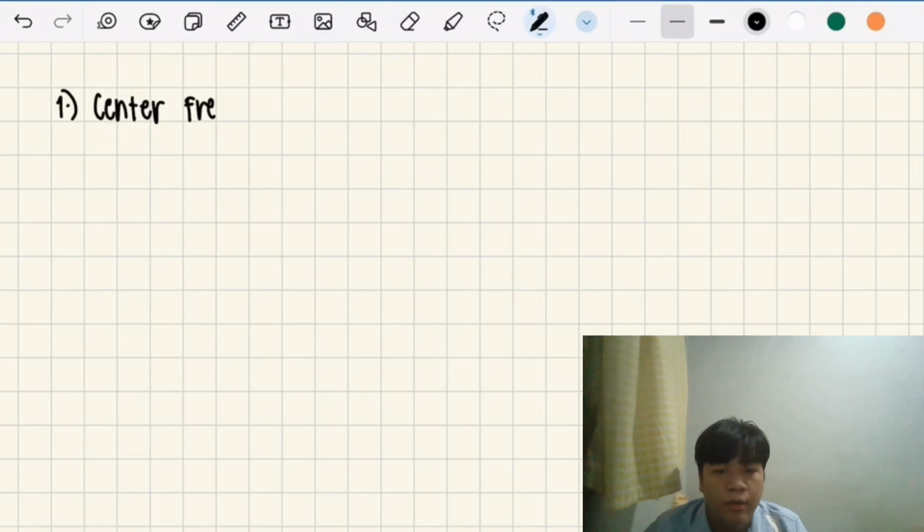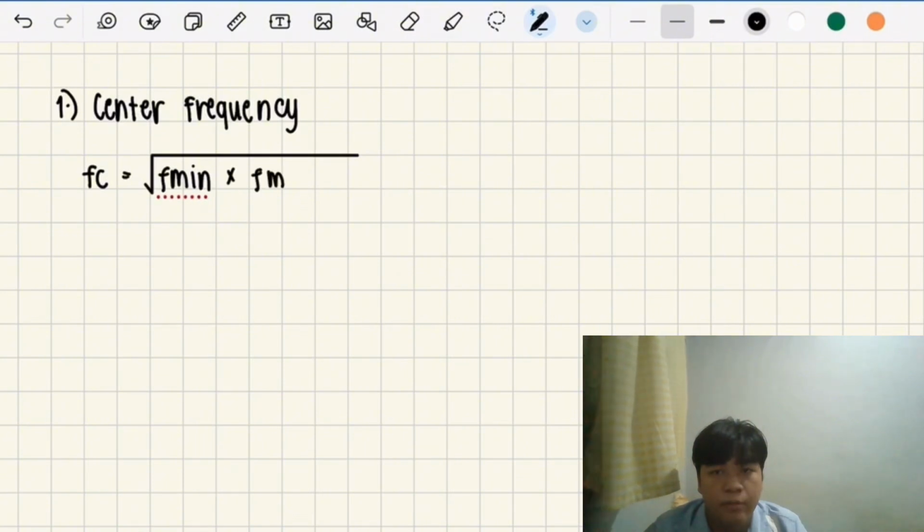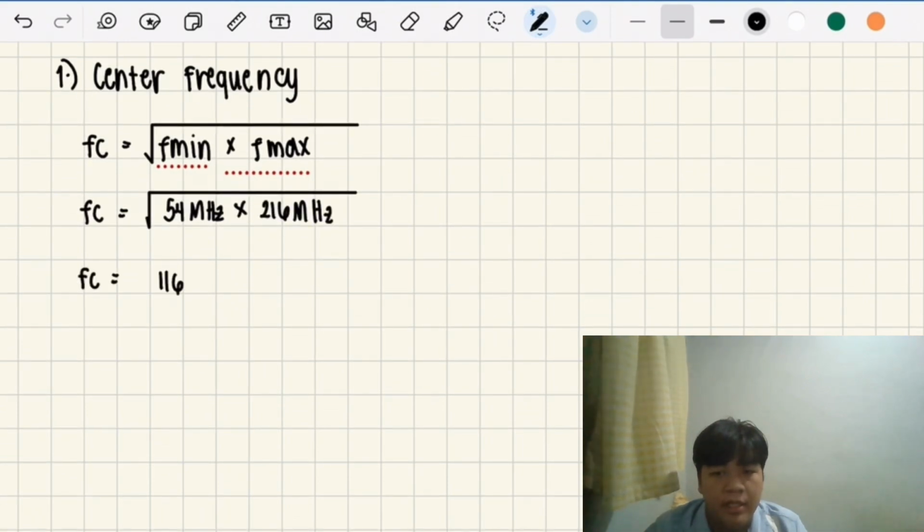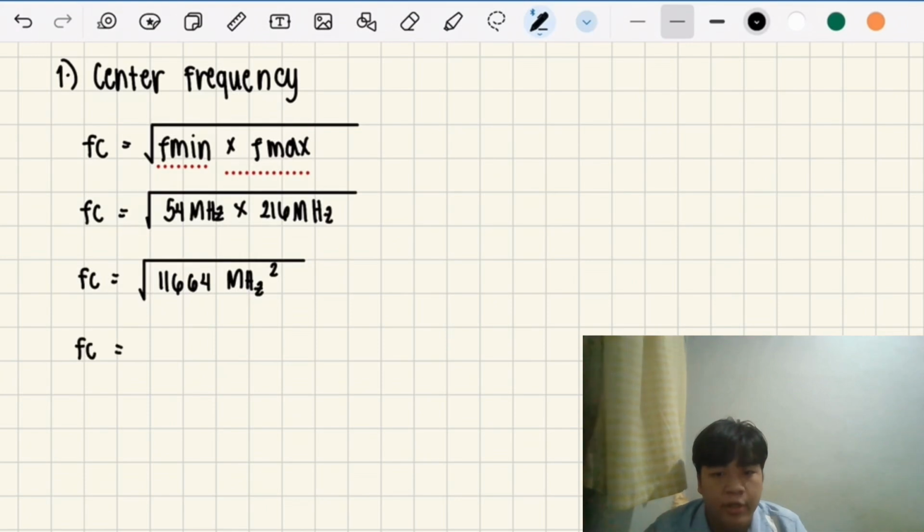To begin, we must calculate the center frequency using the formula Fc is equal to the square root of F min multiplied by F max. Upon substituting the values, we will get the square root of 54 MHz multiplied by 216 MHz, thus equaling 108 MHz.